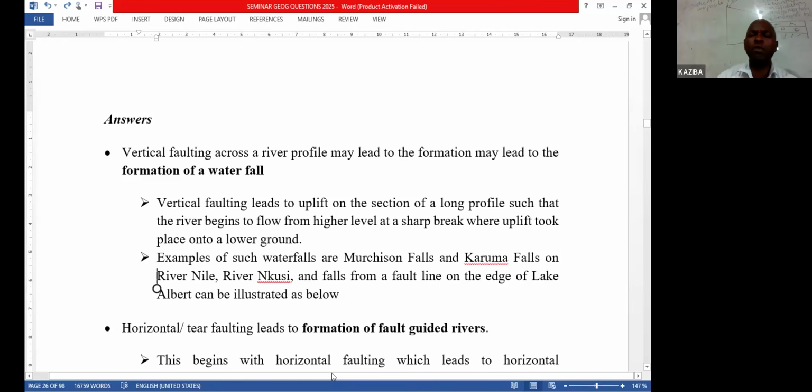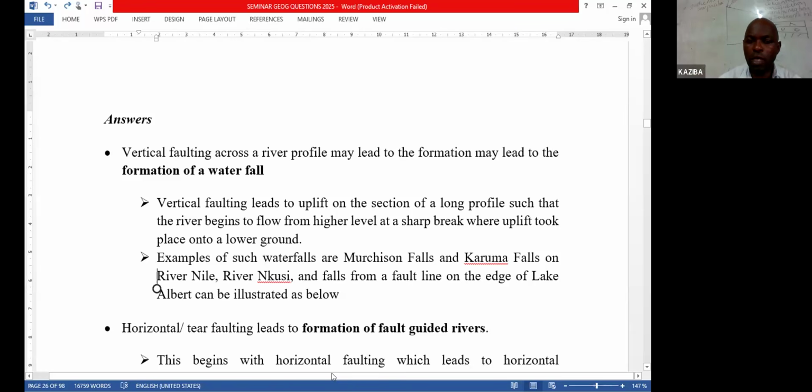Now, drainage, we don't talk about relief features. We talk about drainage features only. The first one is faulting leads to the formation of a waterfall. That's the first drainage feature. How do you describe a waterfall? A waterfall is a drainage feature where water falls from a high elevation to a low elevation. How is it formed? It is formed by vertical faulting.